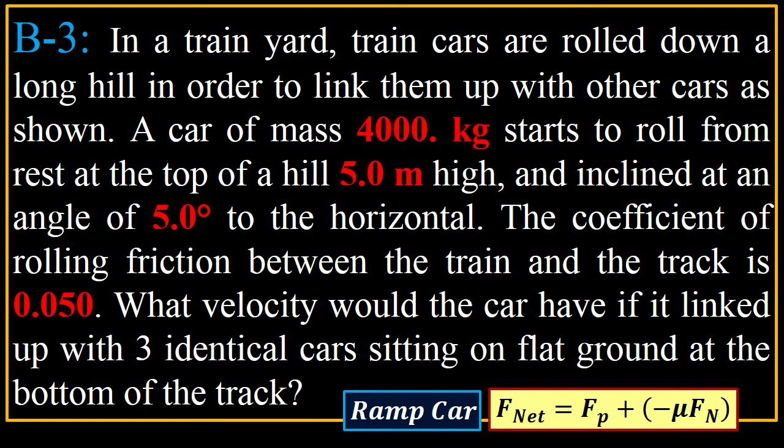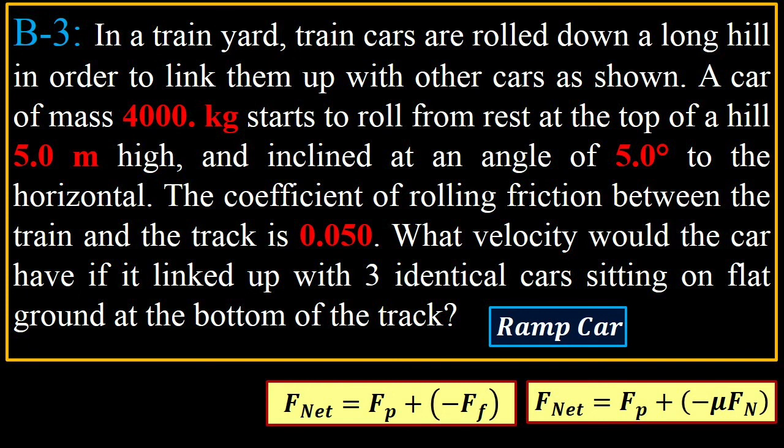Now, we have to find the net force of the ramp car. This first part of the problem has to do with the ramp car. It's going to equal FP minus FF. That's going to be the net, because we got to get the acceleration. And the friction force is going to be 0.05 times Fn. So we have to apply a little trigonometry. It should be second nature to you. Right now, find Fp and Fn.